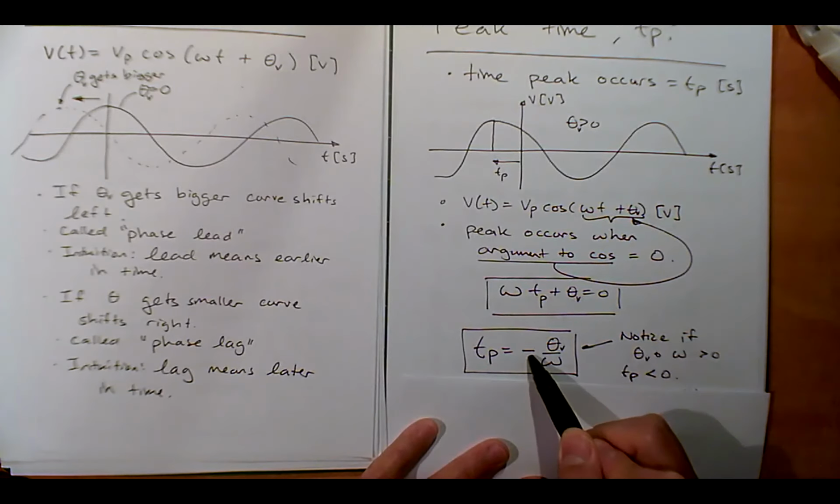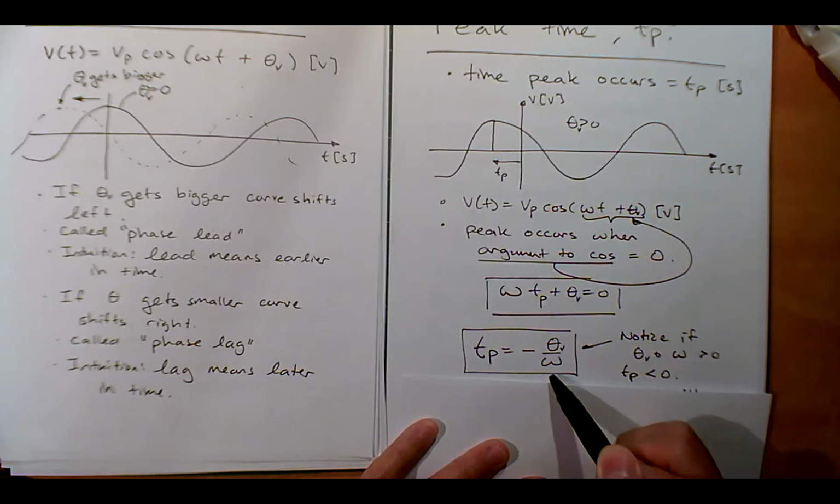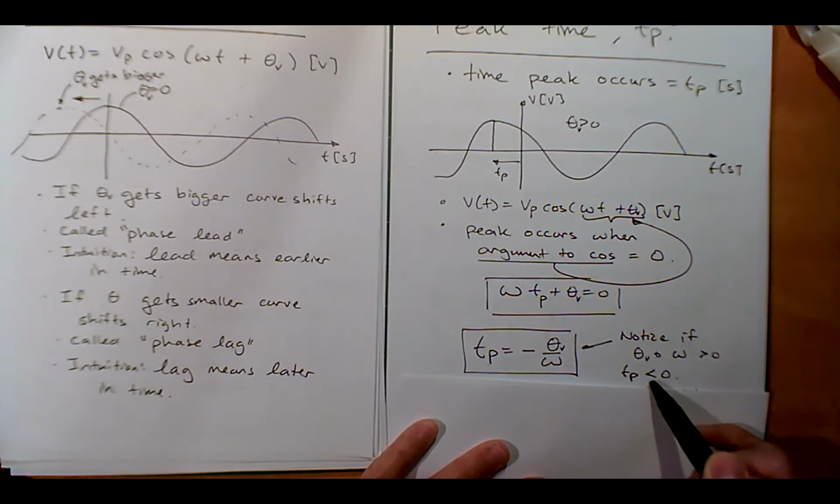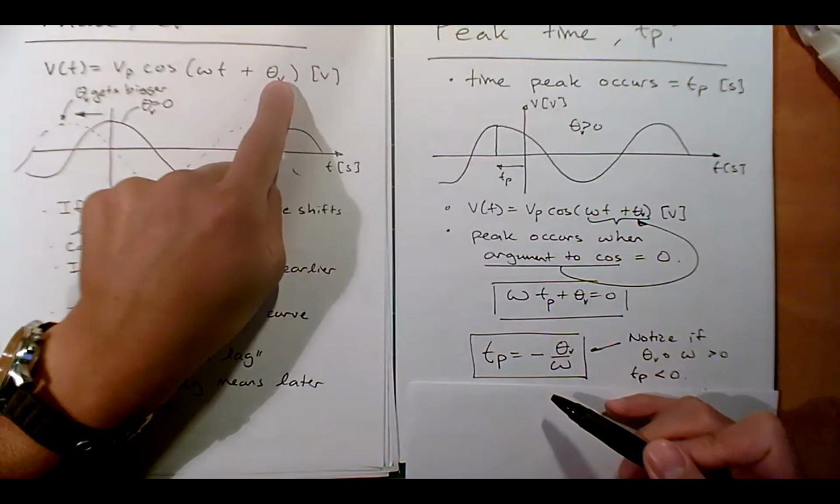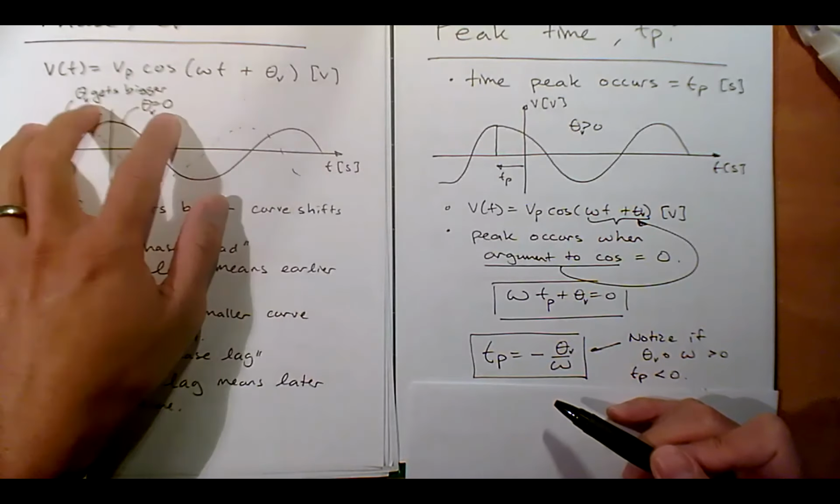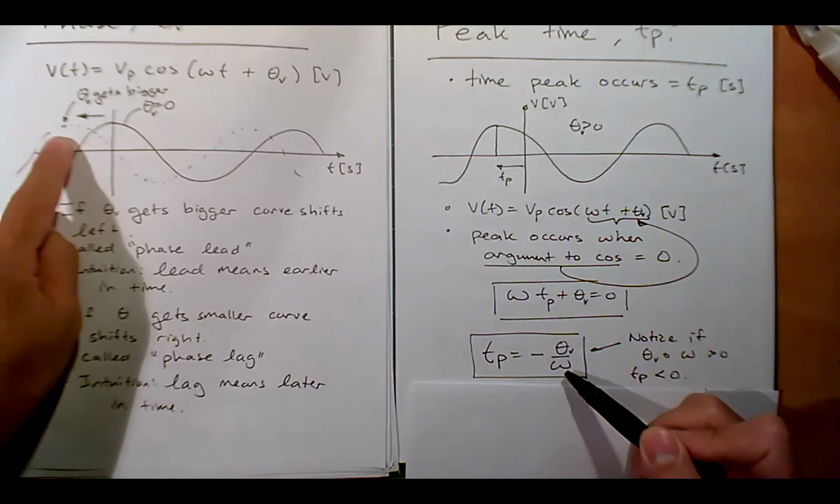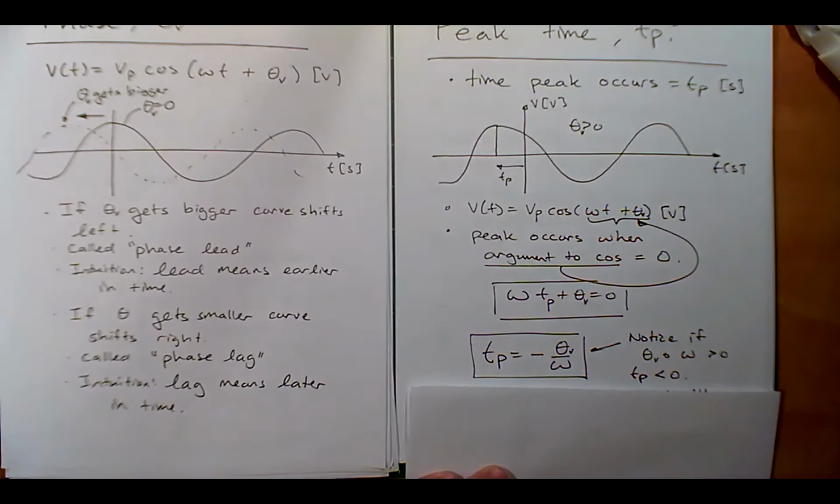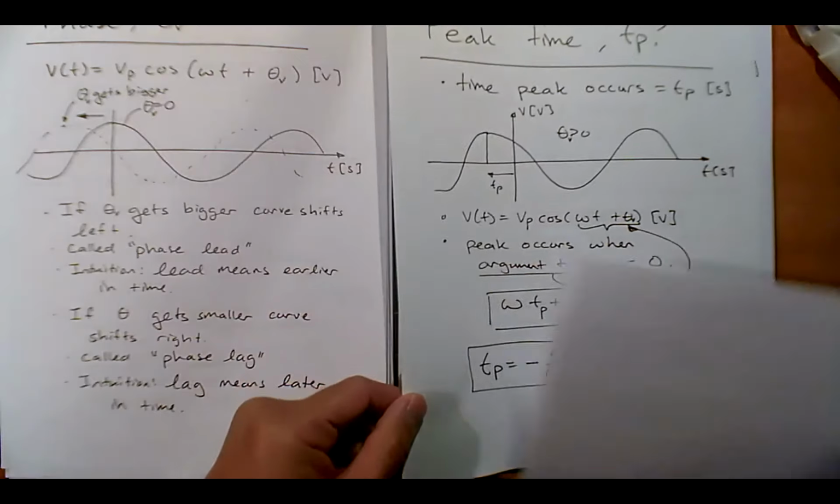So notice the negative sign, and note if theta v is a positive number and omega is a positive number, which it should always be, the peak time is actually a negative number. Does that make sense here? Let's see if that's consistent. If theta v is a positive number, we said it goes to the left. Yes, positive, positive, negative, it does go to the left, becomes negative, earlier in time. Okay, I hope that makes sense. Okay, and this is consistent with the plot above for phase lead. Good.